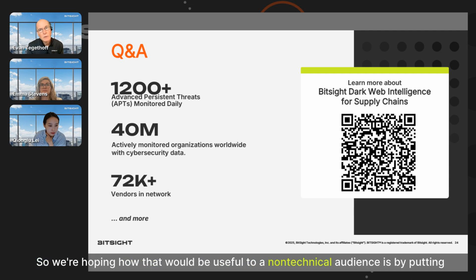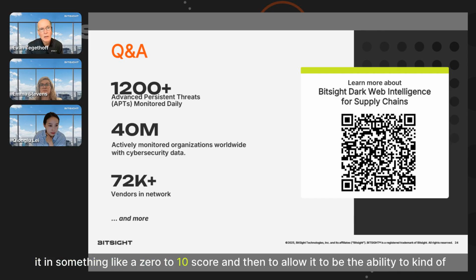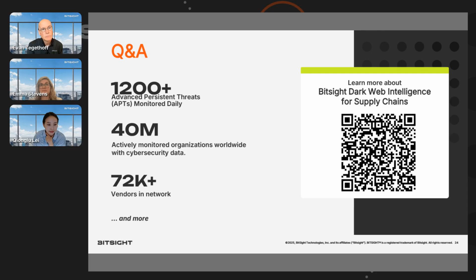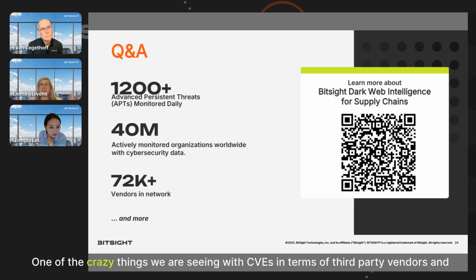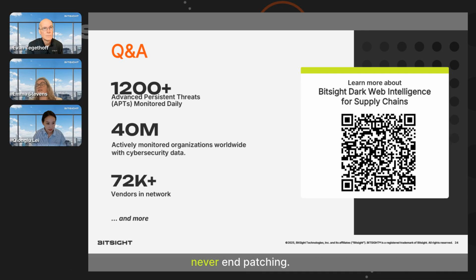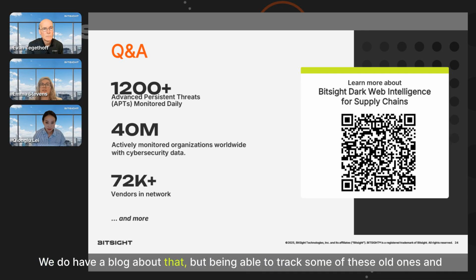So we're hoping how that would be useful to a non-technical audience is by putting it in something like a 0 to 10 score, and then to allow the ability to prioritize some of those over other things based upon their immediate exploitability. One of the crazy things we are seeing with CVEs in terms of third-party vendors and DVE scores is some of the CVEs that are highly ranked on a scale of 1 to 10 and have like a score of 9 or 10 are CVEs that are over 20 years old that vendors just never end up patching. We do have a blog about that, but being able to track some of these old ones and making sure your vendors don't have a 2-decade-old CVE that they just never ended up patching.